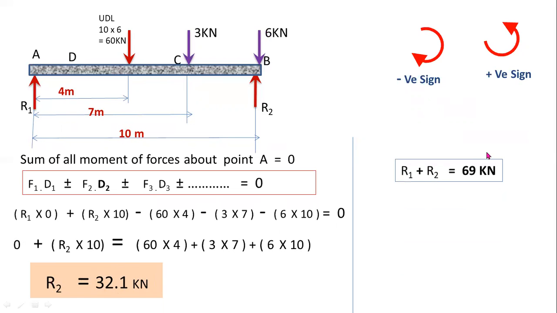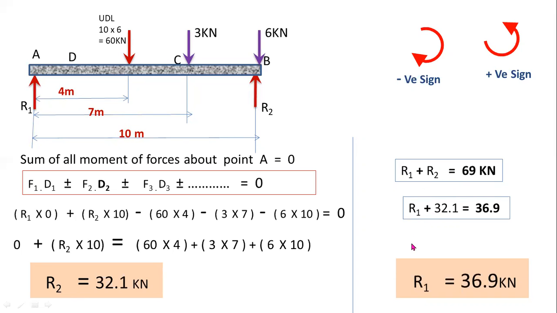From equation number 1, R1 plus R2 equals 69 kilonewtons. Now you have to substitute the value of R2 in this equation. Now you can get the value of reaction force R1 equals 36.9 kilonewtons. This is the reaction force at the left end support. These two are the answers for this problem. R1 and R2 are the support reactions.